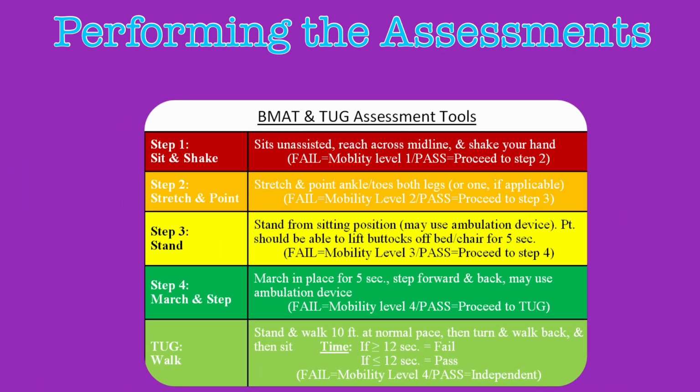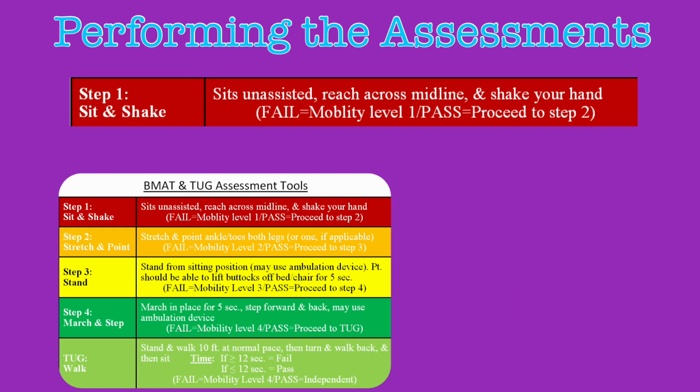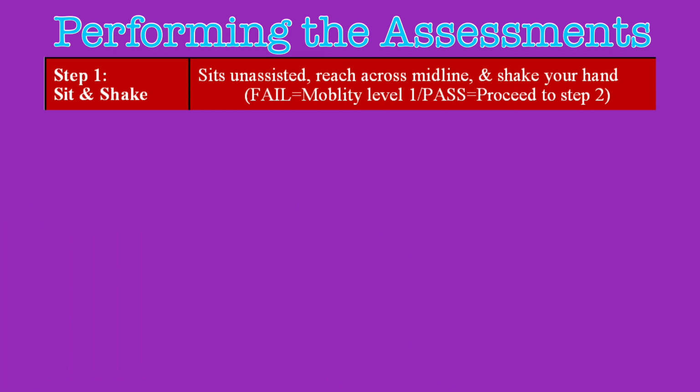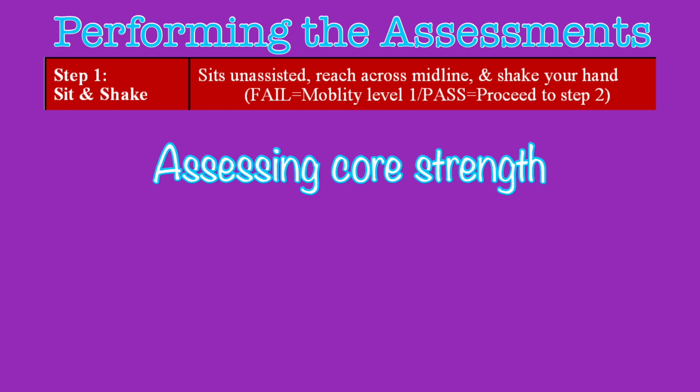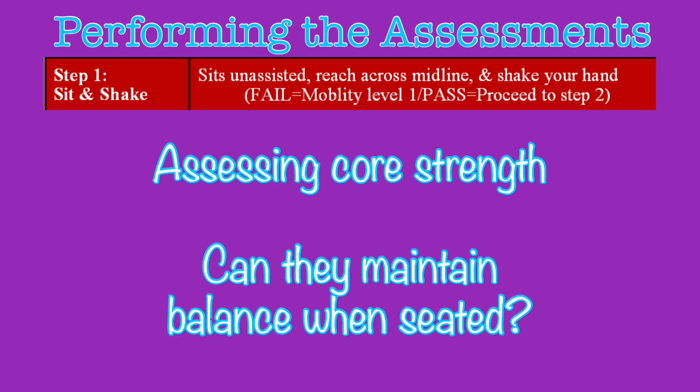To perform the BMAT, always begin at step 1 and progress to subsequent steps only if the patient successfully completes the previous step. When the patient fails to complete an assessment, it will indicate what mobility level to label the patient. Step 1 is sit and shake. With this step, you are assessing basic core strength. Do they have the strength to maintain their balance when seated?